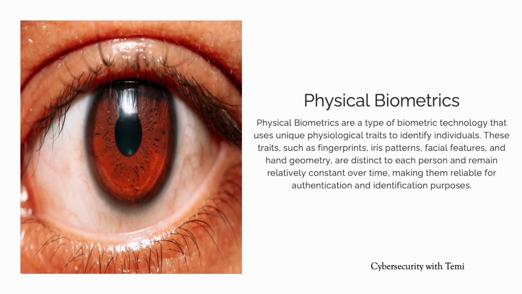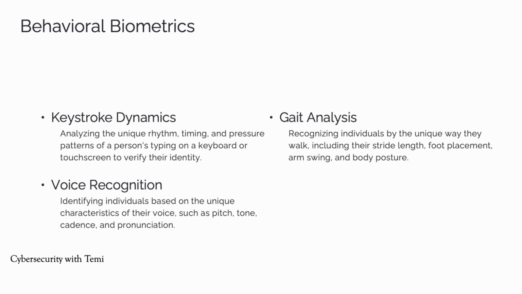Physical biometrics is the type of biometrics that uses unique physiological traits like your fingerprint, your iris pattern, or facial features. Think about your fingerprint; it does not change over time, and that's why it makes it a reliable way to confirm your identity. Also, behavioral biometrics is another thing to look at, and this is where they can use something like how you type, your voice, and how you walk.